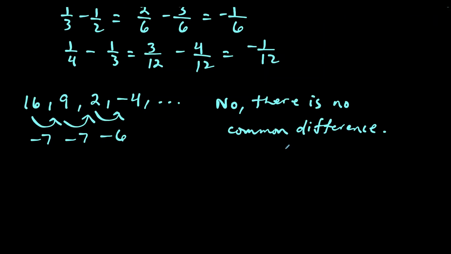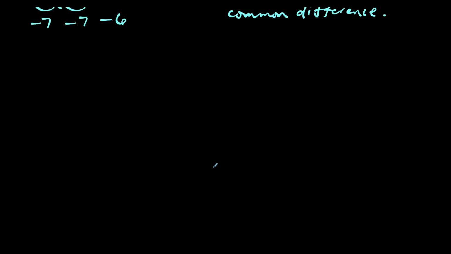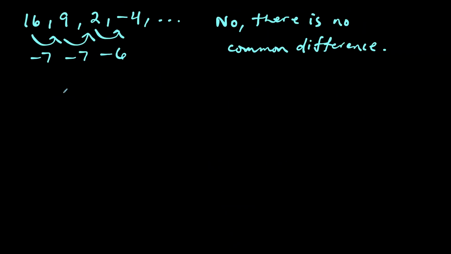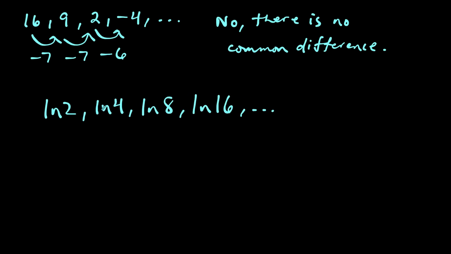So we'll look at one more, and this last one that we'll take a look at here is probably the sneakiest. And let's say we just look at these terms here. We have natural log of 2, natural log of 4, natural log of 8, and then natural log of 16. And at first glance, some people, if they're not careful, might say that this is going to be a no.